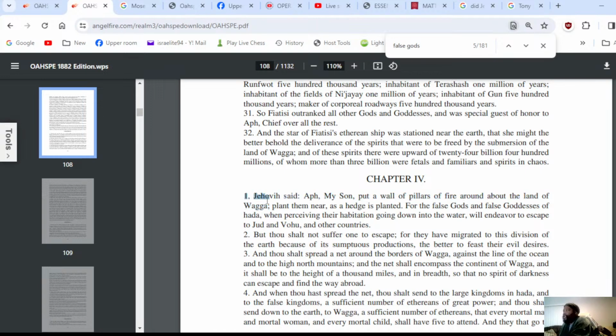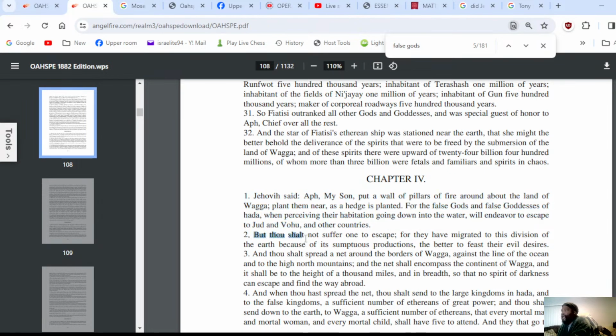Jehovah said, my son, put a wall of pillars of fire around the land of Waga. Plant them near as a hedge is planted. For the false gods and false goddesses of Hada, when perceiving their habitation going down into the water, will endeavor to escape to Jude and Bohu and other countries. So, the sinking of Pan, because it was unredeemable. That means there was no spirit that could elevate, no ability to do any harvesting.